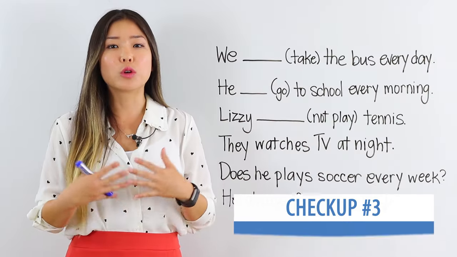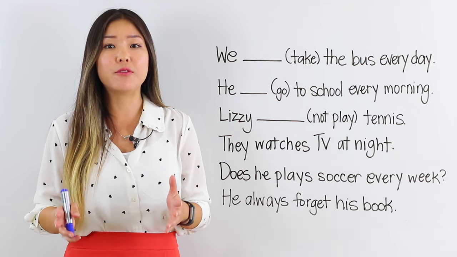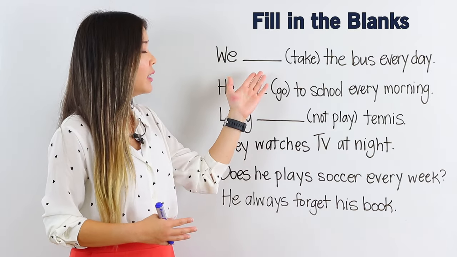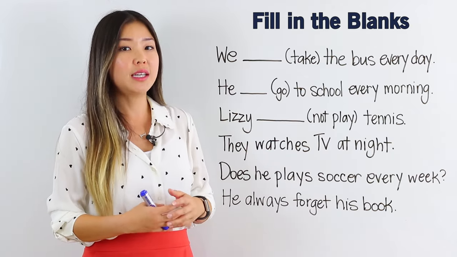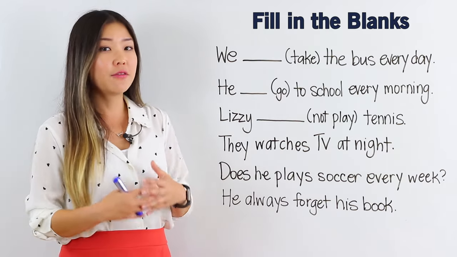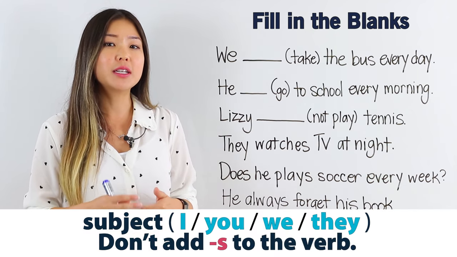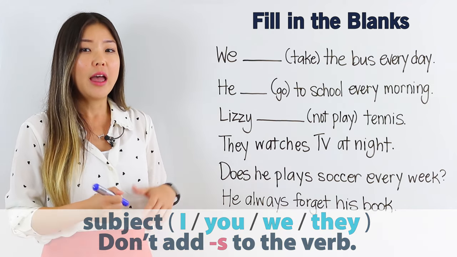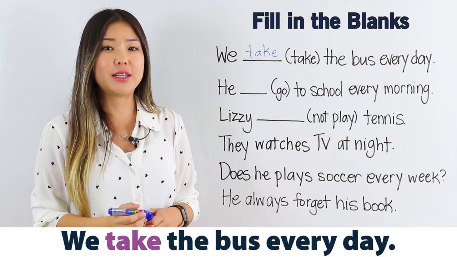For this next practice, we're taking a look at routines. Remember, the present simple tense can be used to describe events that happen regularly. Let's take a look at the first sentence. We blank the bus every day, and I want you to use the verb take. Here, we see the clue word every day, which shows that this is a routine. The subject of this sentence is we. In the present simple tense, remember, if the subject is I, you, we, or they, we do not change the verb. Therefore, the correct answer is we take the bus every day.